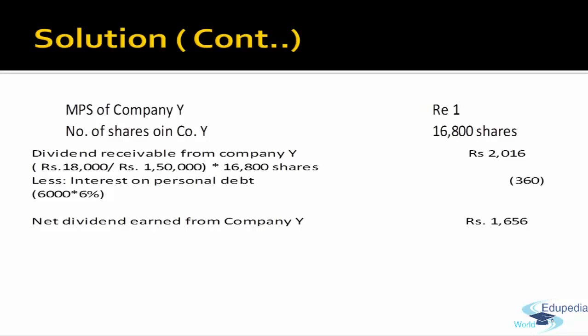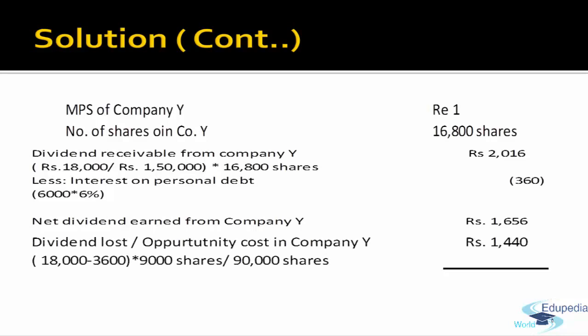If he had not sold off his investment and had invested in company X only, that is his opportunity cost. By selling off his shares from company X, the dividend he would have received from company X will be 1,440, because 18,000 is the earning and 3,600 will be the interest to be paid. So for his 9,000 shares, he will receive a dividend of 1,440 if he has invested in company X. So you can say that without investing any additional amount, there is a gain of 216 rupees, and this is the arbitrage gain.